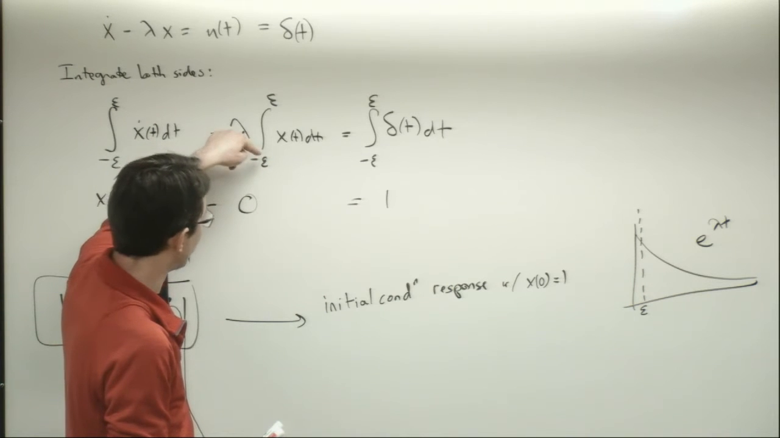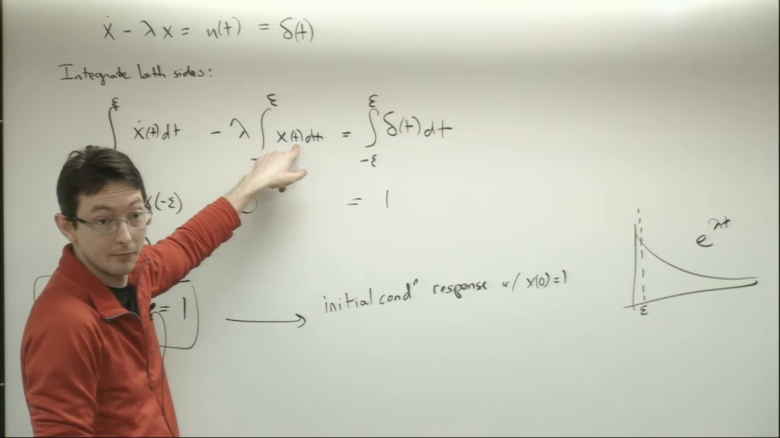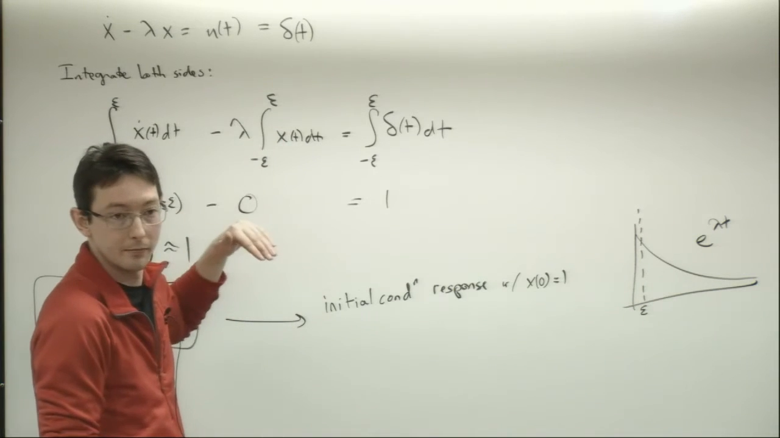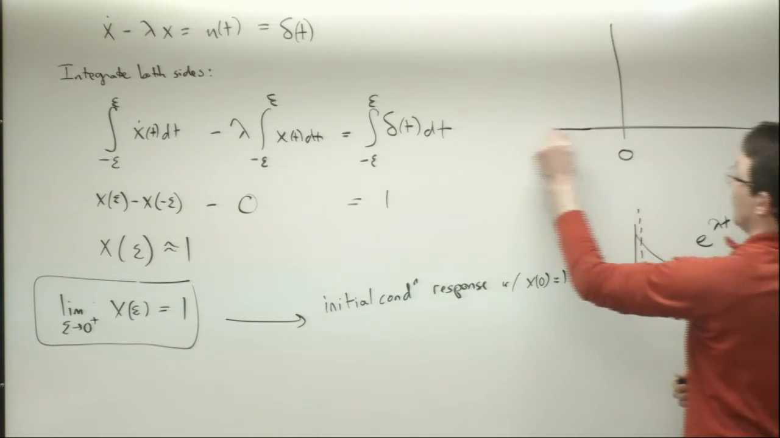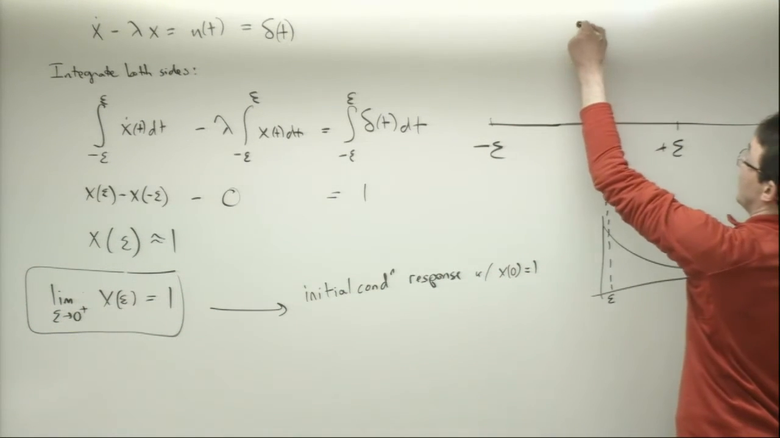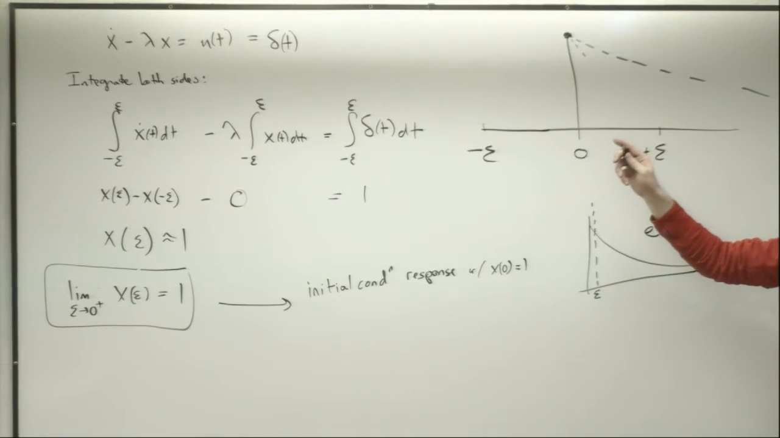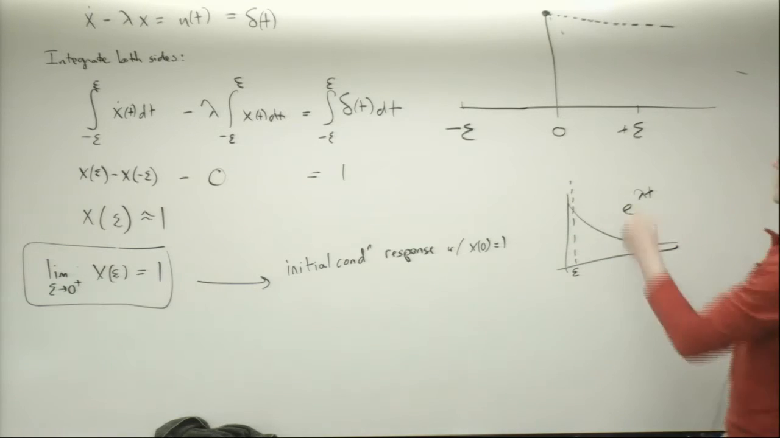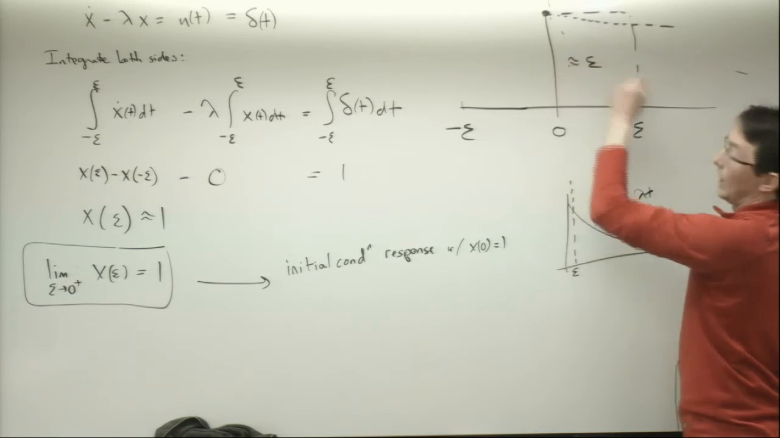But the integral from negative epsilon to epsilon of x of t is actually going to be about epsilon. It's going to be about the integral of 1 dt from 0 to epsilon. Let me draw it. If I zoom in from time 0 minus epsilon to plus epsilon, this thing's decaying, but if I zoom into epsilon, it's decaying really, really slowly, so it might look like that. And so it starts off being 1. The area under this curve is about epsilon.